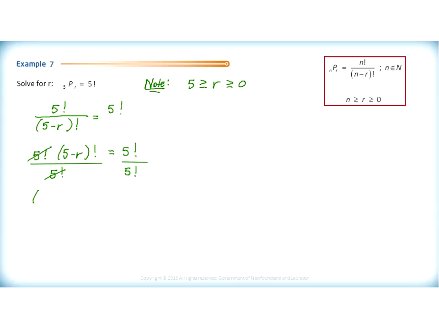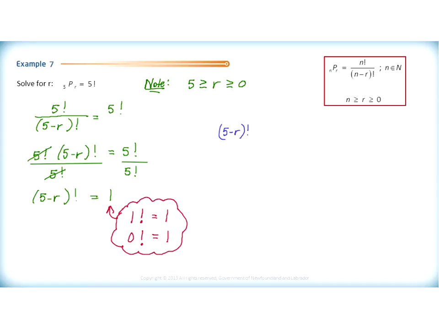So 5 factorial over 5 factorial leaves us with 5 minus r factorial equal to 1. At this point, it is important to remember what factorials actually equal 1. You have to remember that 1 factorial is equal to 1, and we also need to remember that 0 factorial is equal to 1. It is critical that you remember this, because now we know that if 5 minus r factorial is equal to 1 factorial, then we know that 5 minus r must equal 1.